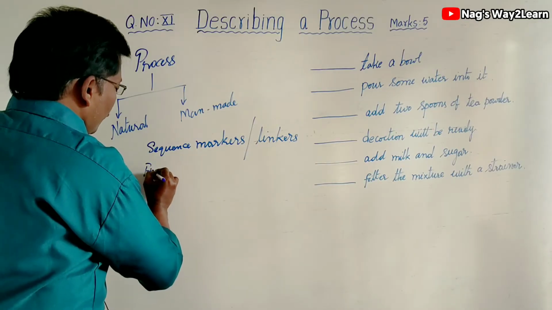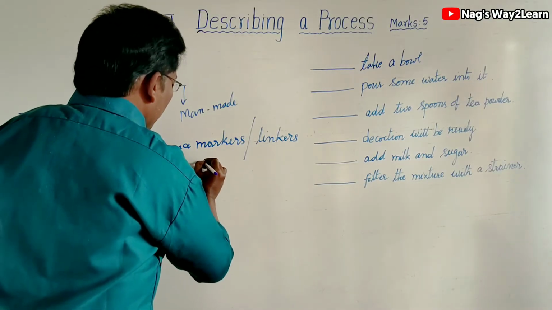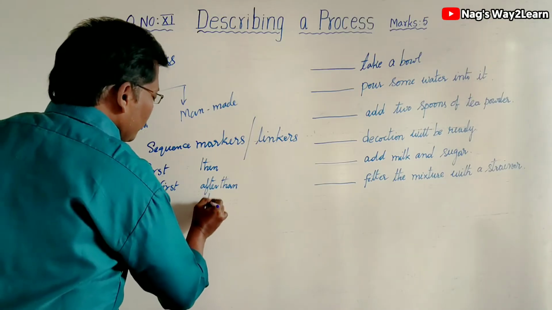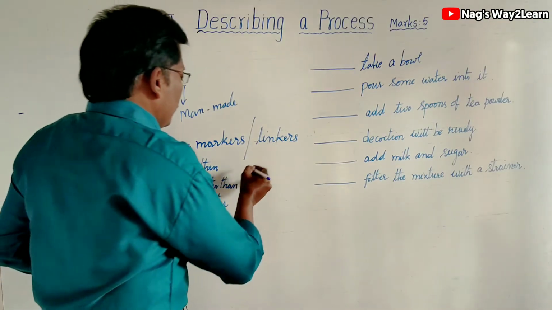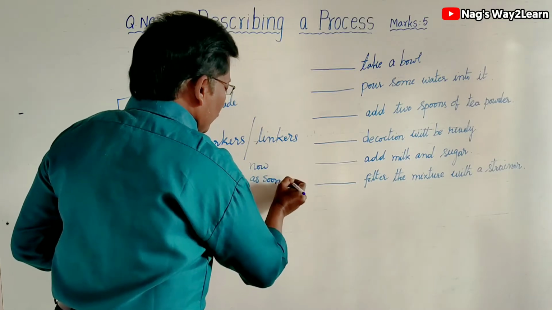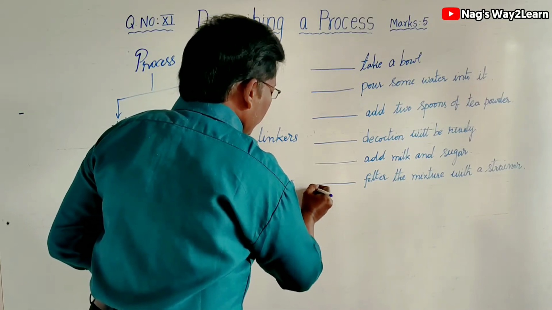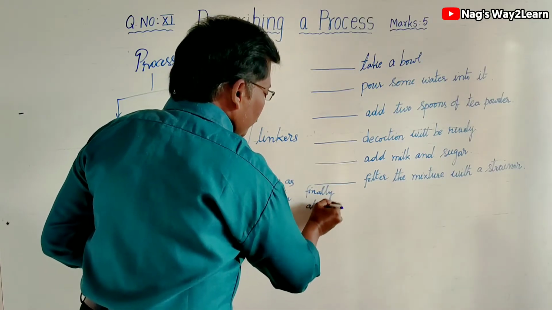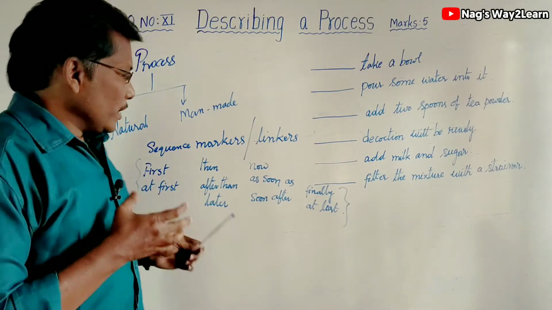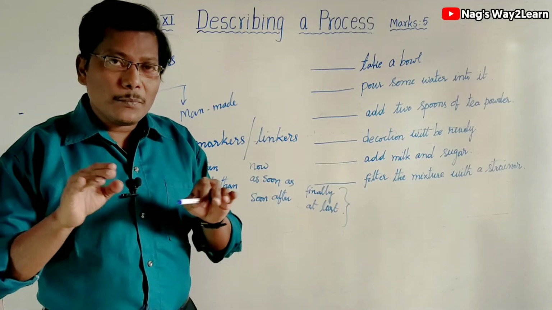We can say first, or at first, then, after that, later, now, as soon as, soon after, finally, at last. So these are some linkers, these are some linking words. By using these linking words or sequence markers, we can connect the individual sentences so that we will get a complete paragraph.